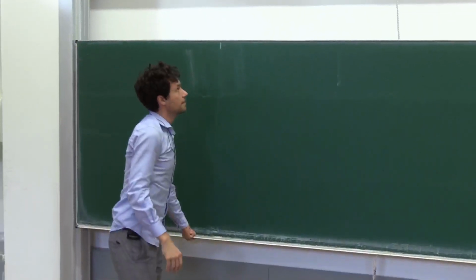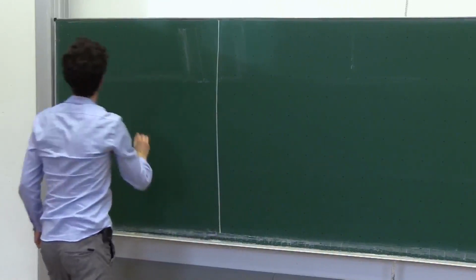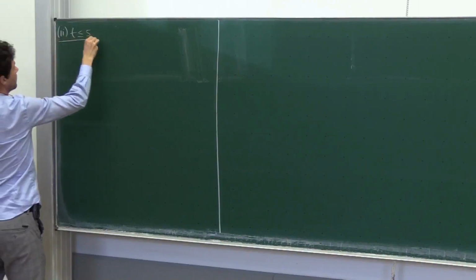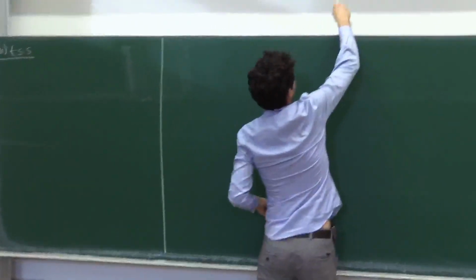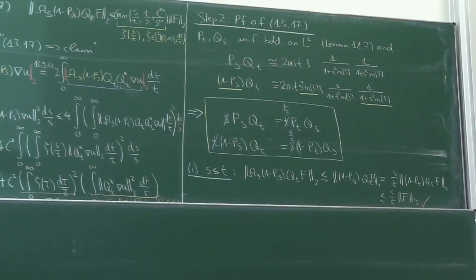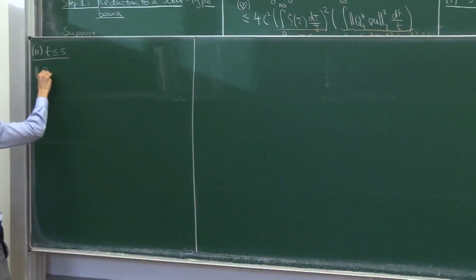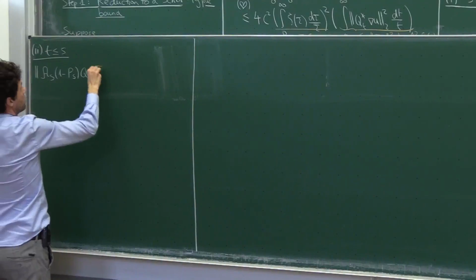So the second case is when T is less than S. Okay. When T is less than S, then I want to pick up T over S. T over S goes very well with the first formula in my green box over there. But unfortunately, I'm not having this because there's a 1 minus PS. So I have to be a little bit more careful. So I start with AS (1 minus PS) QT of F.